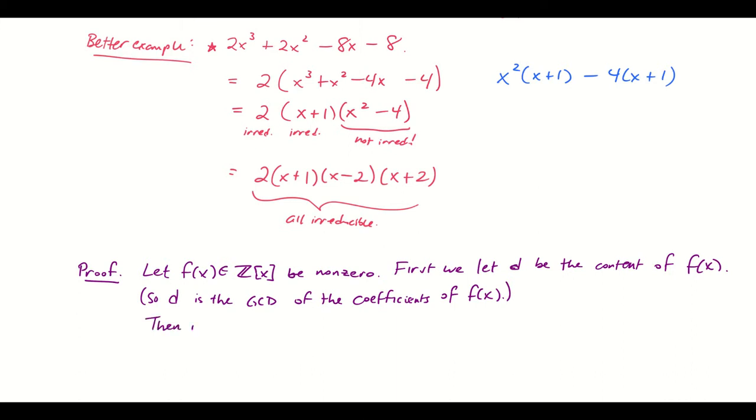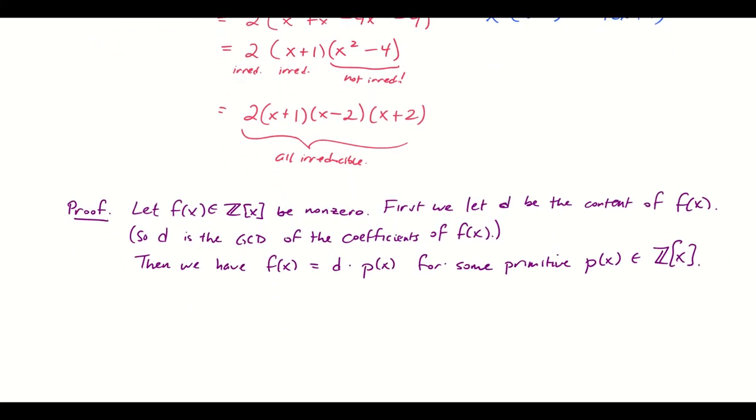Then we have f of x equals D times P of x for some primitive polynomial, not necessarily irreducible, but some primitive P of x belonging to Z of x. All right, so far so good. So now we're going to start working on P of x.